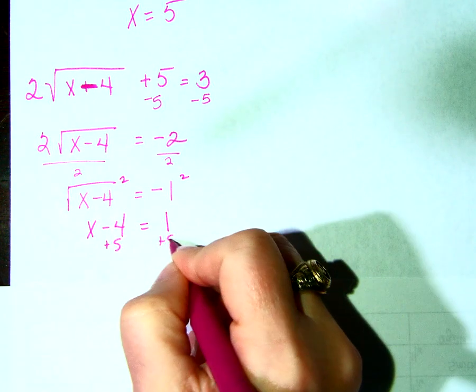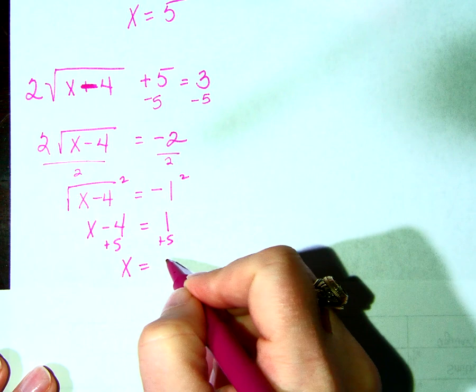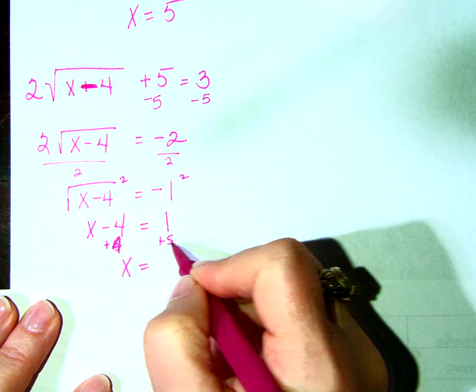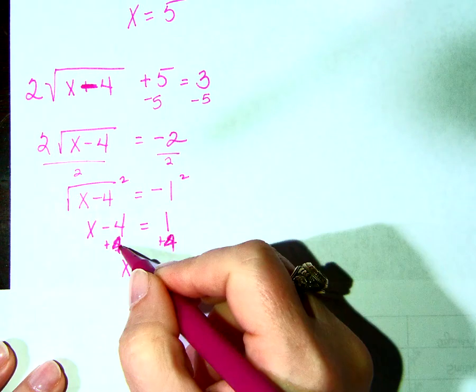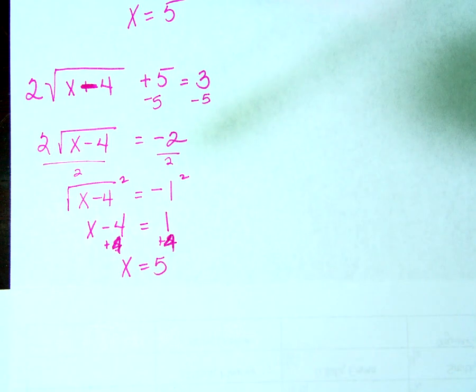Add 5, add 5. X equals? Sorry, I was writing the answer in my head. Sorry, thank you. If I add 4 to both sides, I get 5. Is that the right answer? You're positive. You're wrong.